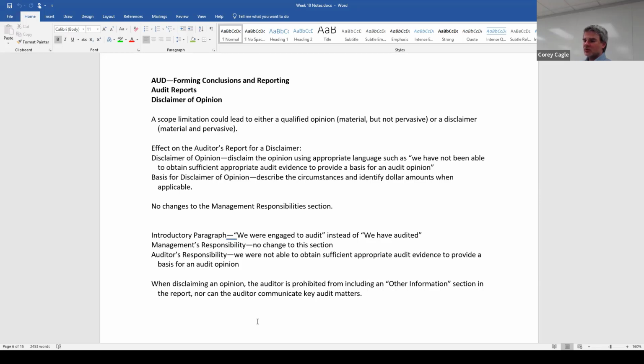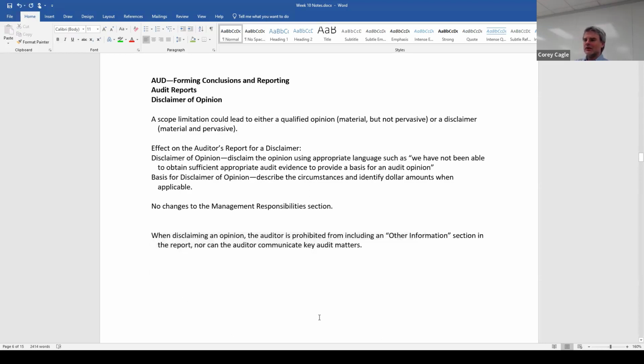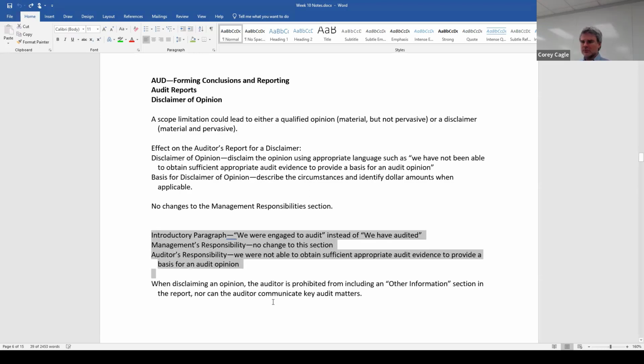No changes to the management responsibility section. That's old material that I forgot to delete from the change. What the heck is that? Gone. Make sure I got everything listed in the right place.